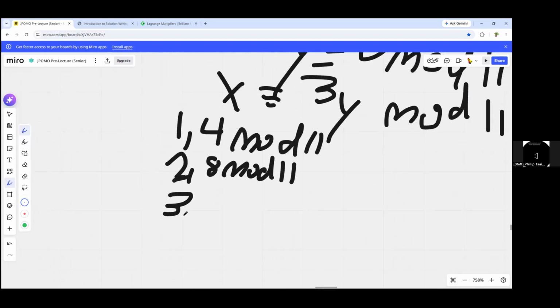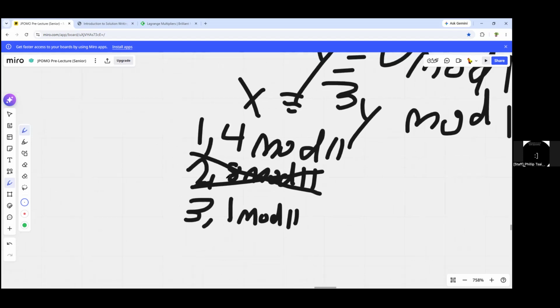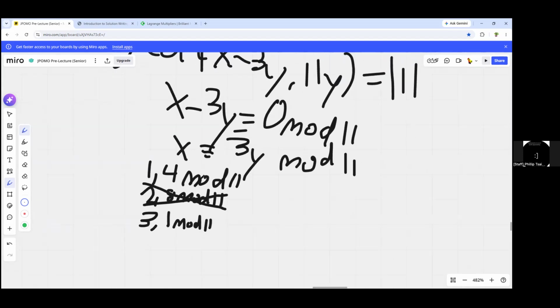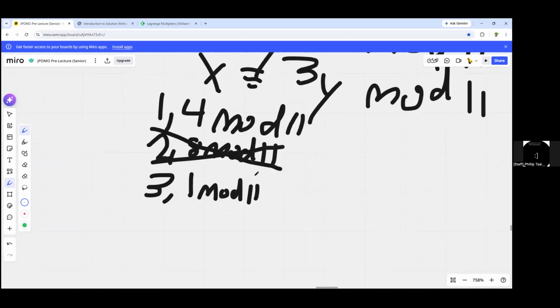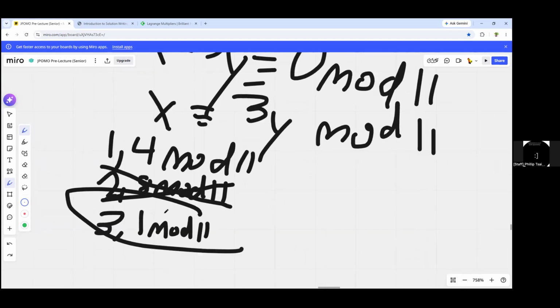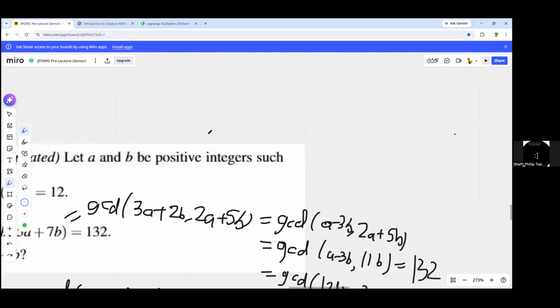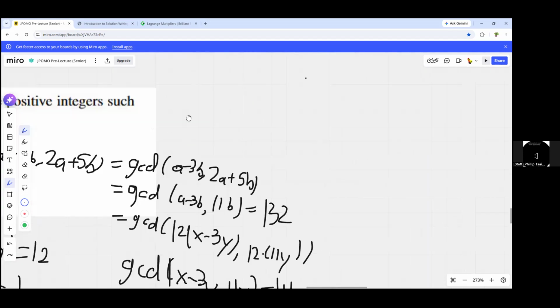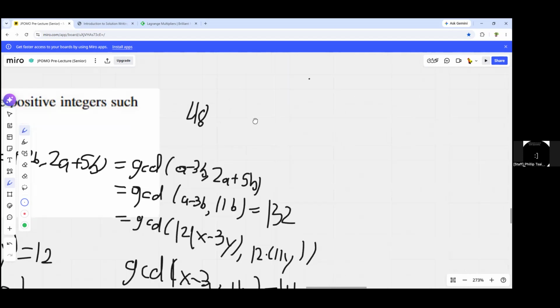For example, plug in x equals 3, then y is equal to 1 mod 11. And actually, wait, no, sorry. This also doesn't work because x and y are not co-prime, or basically their greatest common divisor is not equal to 1. But here and here seem like really promising cases. And this actually yields a smaller value than this, which is 4 times 12, which is 48. And actually, this must be our answer for a plus b.